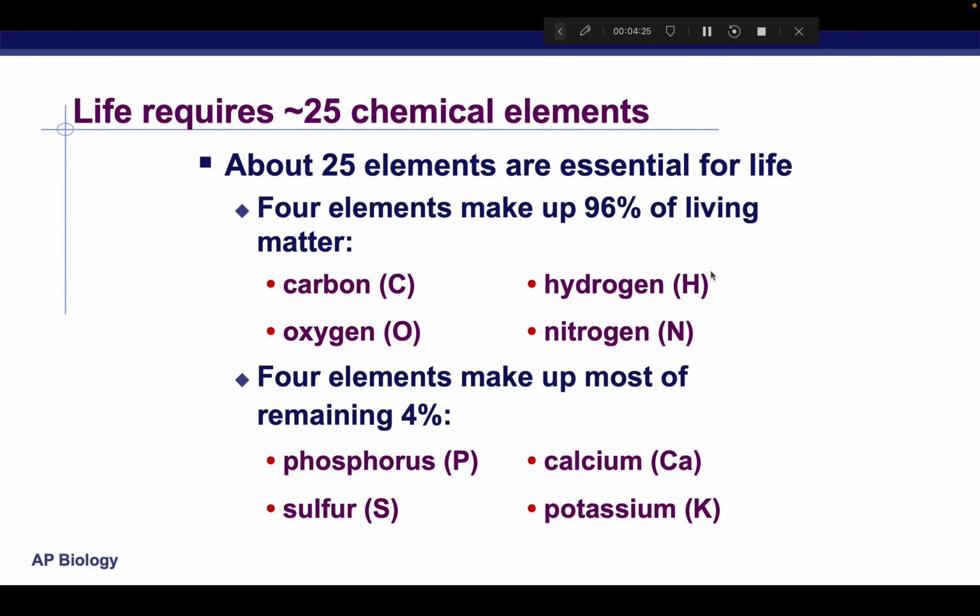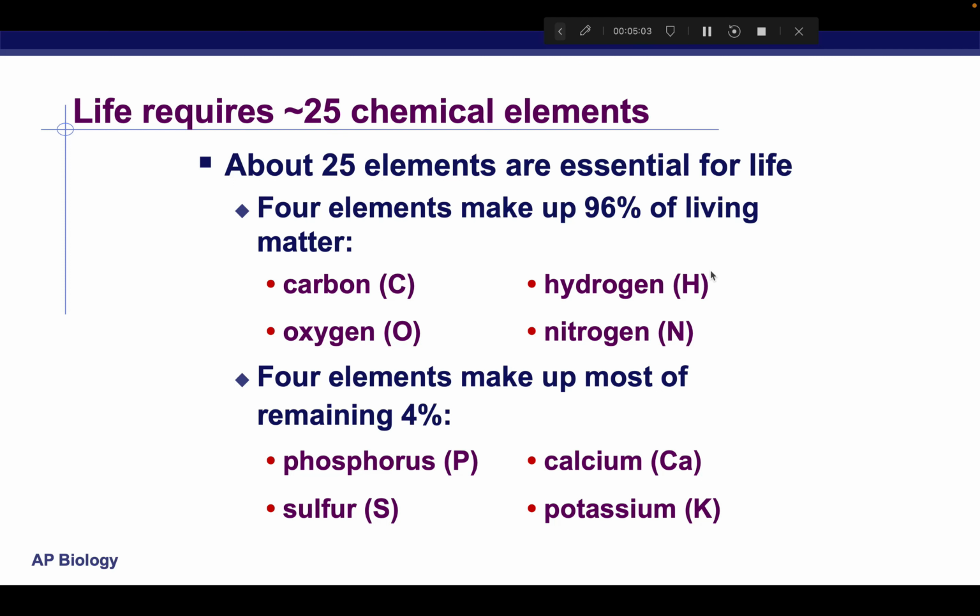And here we are. So life requires about 25 different chemical elements. And of those, 4 of them, carbon, oxygen, hydrogen, and nitrogen, make up about 96% of all living matter. So those are the most important for us to keep in mind and to know about: carbon, oxygen, hydrogen, and nitrogen. Of the remaining 4%, phosphorus, sulfur, calcium, and potassium make up most of that 4%. So you can think almost 99% or more than 99% of all living matter is made up of these 8 elements you see on the screen.